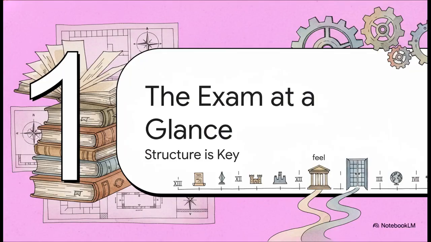Okay, so the exam at a glance. Every AP History test is basically split into two halves, and they could not be more different from each other. I want you to think of it like a track meet. You've got your sprints, and then you've got your marathons. And you have to master both to win.